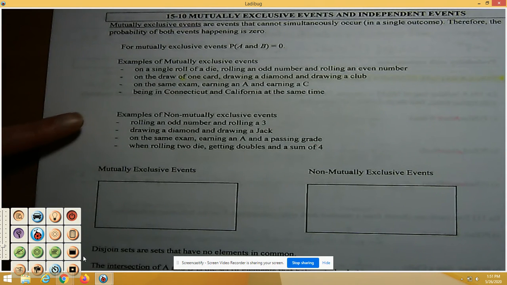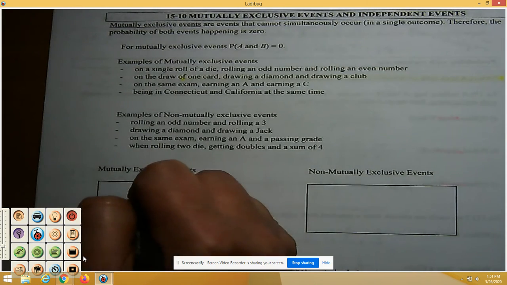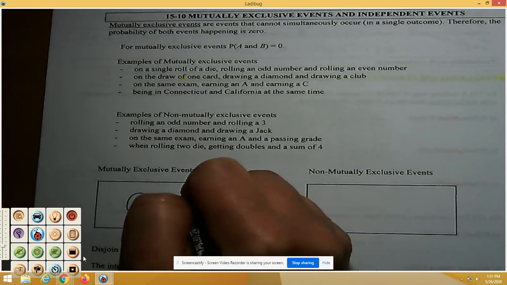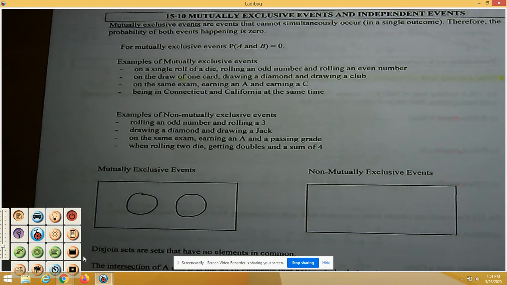Examples of non-mutually exclusive events: rolling an odd number and rolling a 3, because 3 is an odd number. Drawing a diamond and drawing a jack. Well, there are jacks that are diamonds. There's one. On the same exam, earning an A and a passing grade. Those also overlap. When rolling a die, getting doubles and a sum of 4. 2 and 2 is the sum of 4 and getting doubles. So mutually exclusive events are two events that will not overlap if you had a Venn diagram.